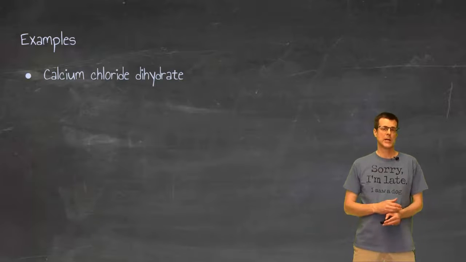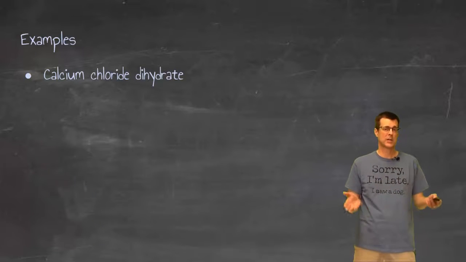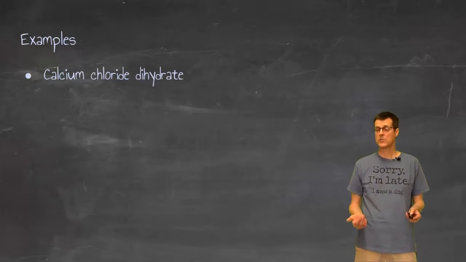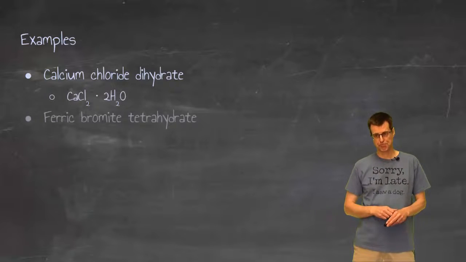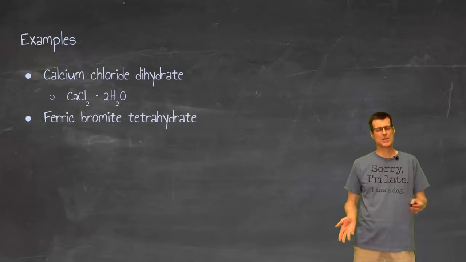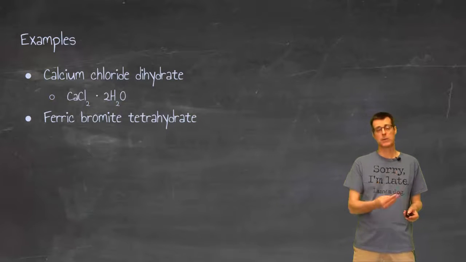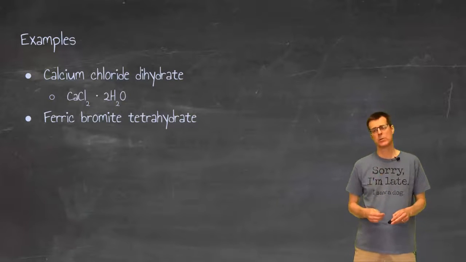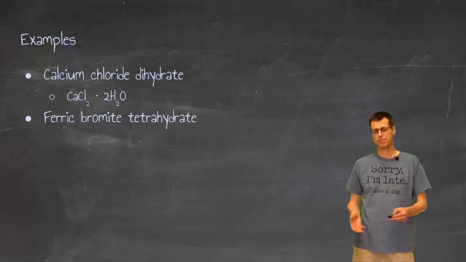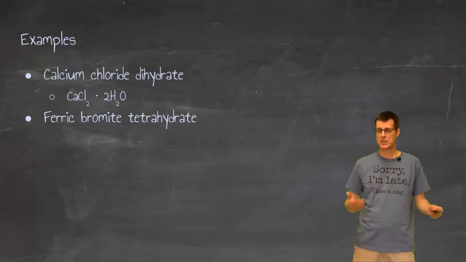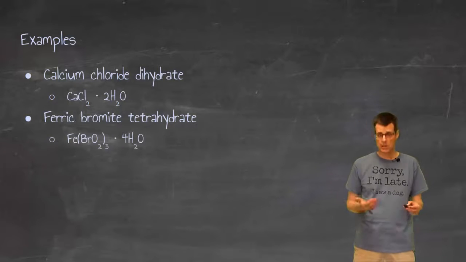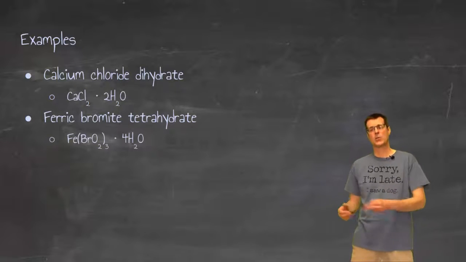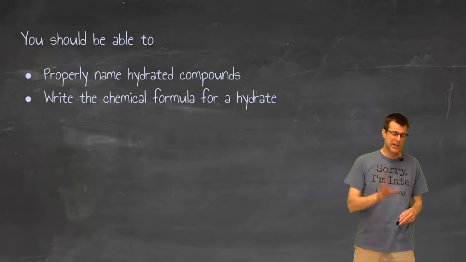Calcium chloride dihydrate, calcium chloride, ionic compound, total positive charge equals total negative charge. Dihydrate means 2H2O. Ferric bromite tetrahydrate, well, ferric means the higher of the two charges, that's +3 in the case of iron. Bromite is one of our polyatomic ions. Tetra means 4, hydrate means water. So nomenclature as normal, add on the water. And that really wraps it up.